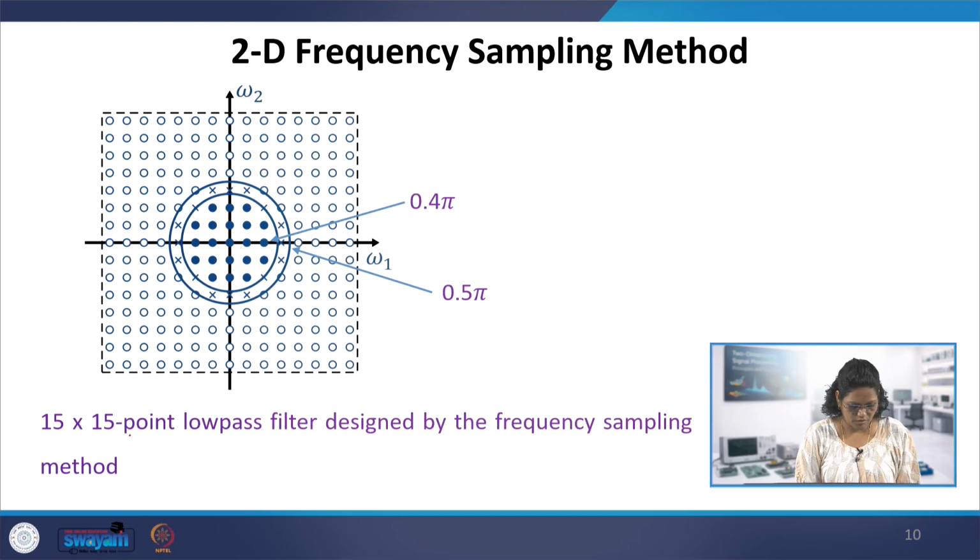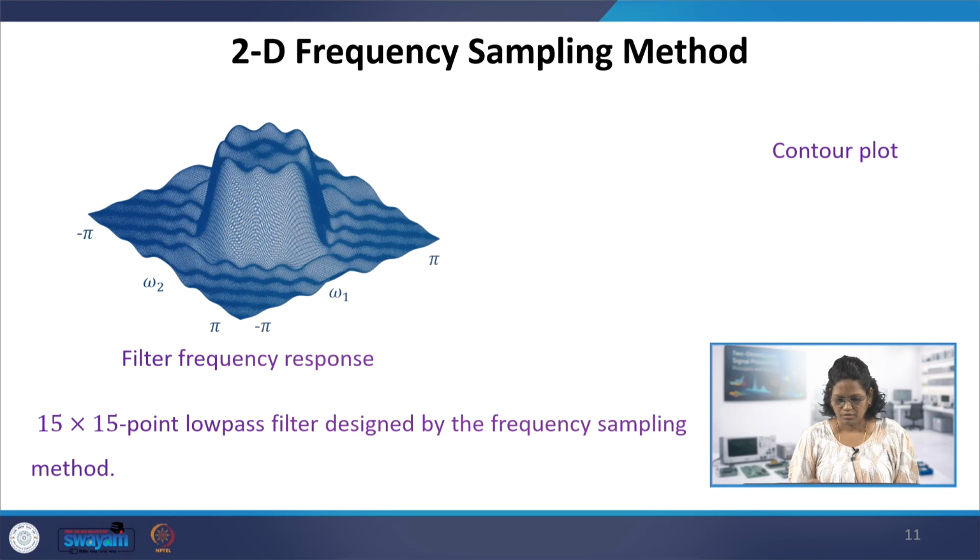So here is a 15 point, 15 into 15 in 2D. You can see this 15 by 15 window, that is W1 and W2, and this is the low pass filter which is to be designed with 0.4 pi as the passband, and from 0.5 to the rest of pi should be the stop band. So in between 0.4 to 0.5 is the transition band. So if that is the case, this is the sampling grid of 15 by 15 points. So this is the filter which is designed using this frequency sampling method.